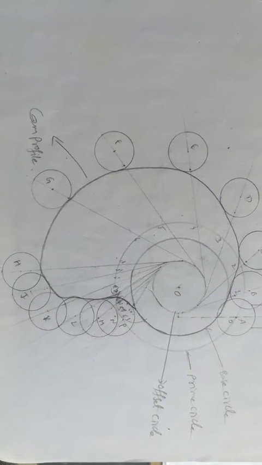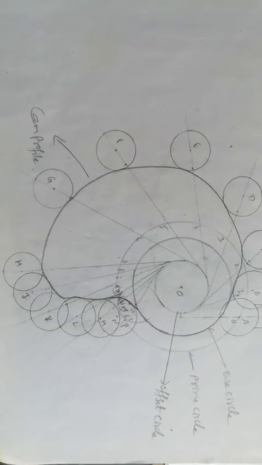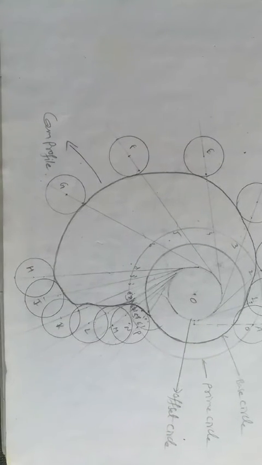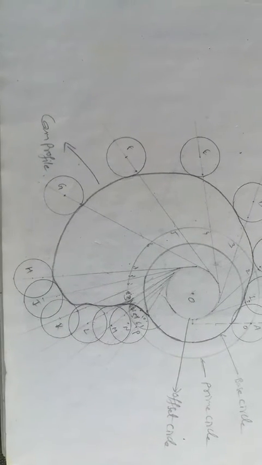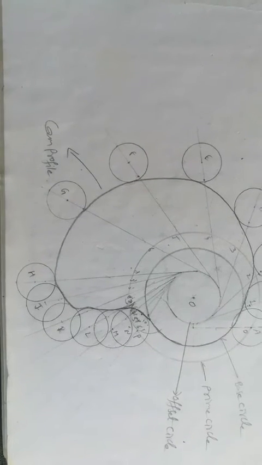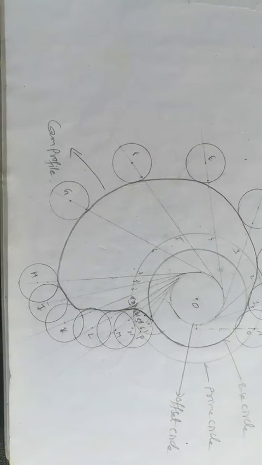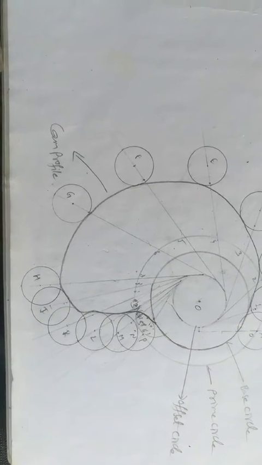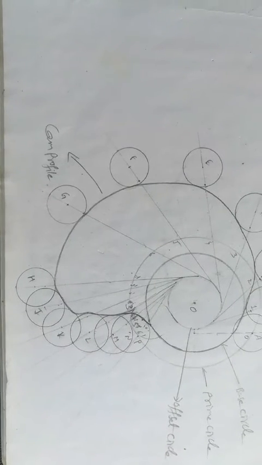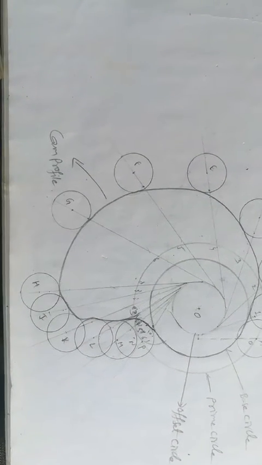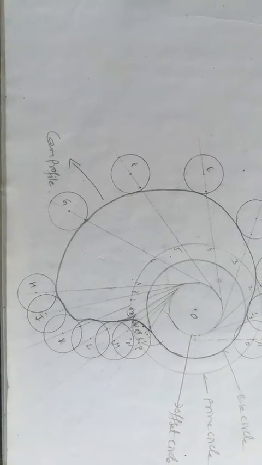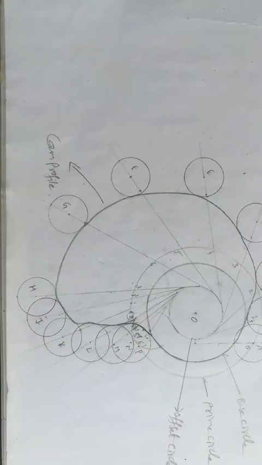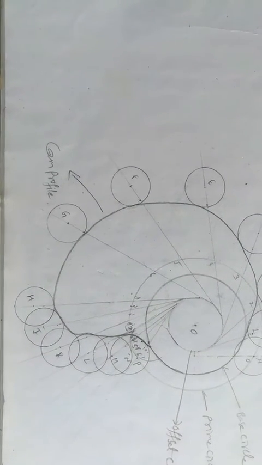First, draw a base circle with center O and radius equal to 25 mm. Second, draw a prime circle with center O and radius OA equal to 35 mm. Third, draw an offset circle with center O and radius equal to 15 mm. Fourth, join OA, and from OA draw the angular displacement of the cam, that is, angles AOS is 120 degrees, SOT is 30 degrees, and TOP is 60 degrees. AOS is the outstroke, SOT is the dwell, and TOP is the return stroke.